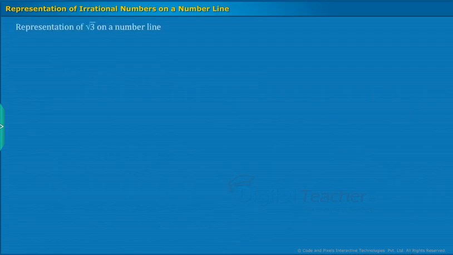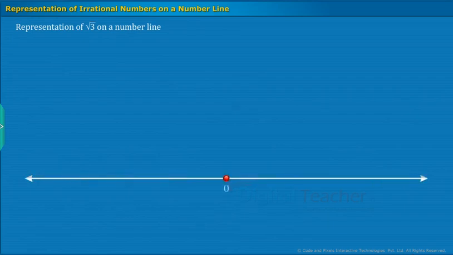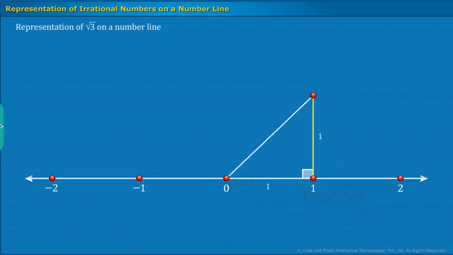Here, let us represent root 3 on a number line. Initially, draw a number line and mark point 0 on it. On either side of 0, mark the points -2, -1, 1, 2 with equal distances as shown. Now, with the same distance from 0 to 1, draw another line at a right angle at 1 and then join these points as shown. Let us mark the points of the right angle triangle as OAB.